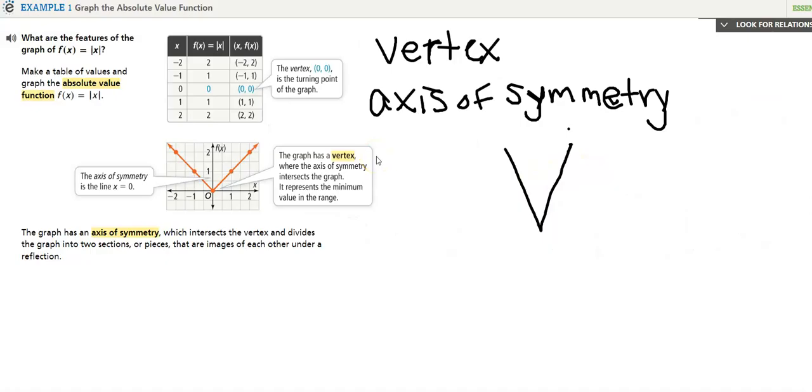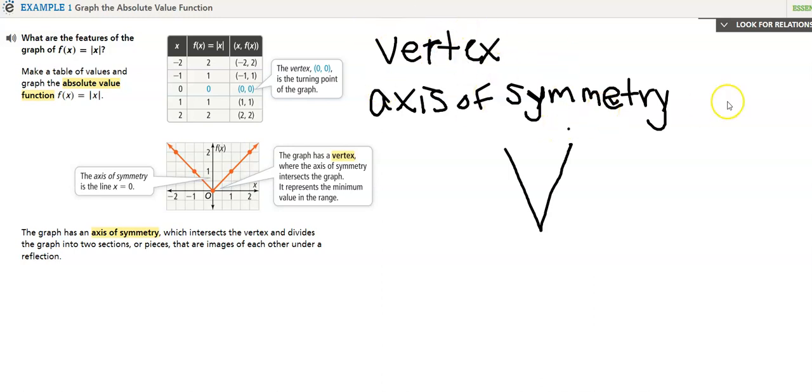All right, ladies and gentlemen, here we are. We are going 5.1, taking a look at absolute value functions. We are on pages 98 and 99 of your student companion. Before we begin, we're going to talk a little bit about these vocabulary words: vertex and the axis of symmetry.